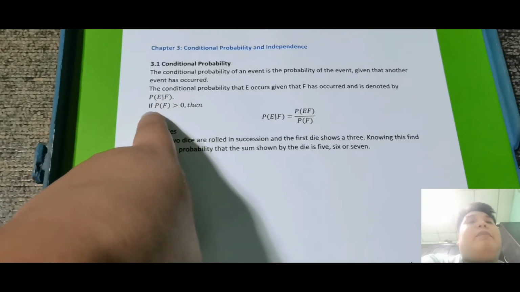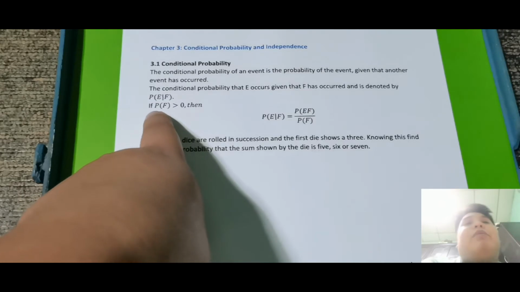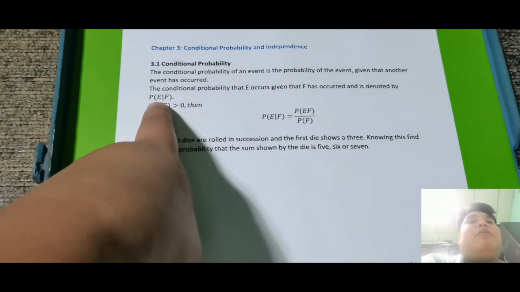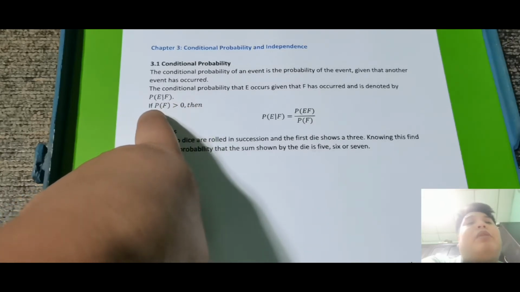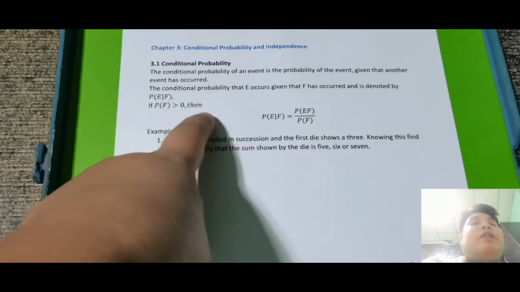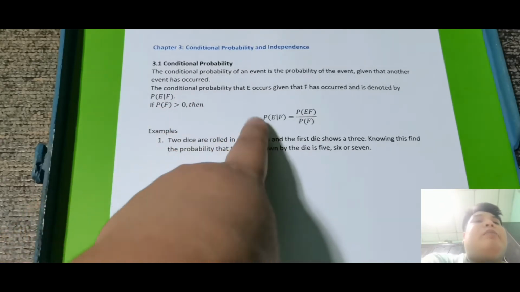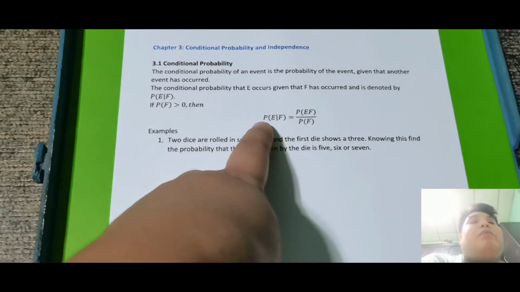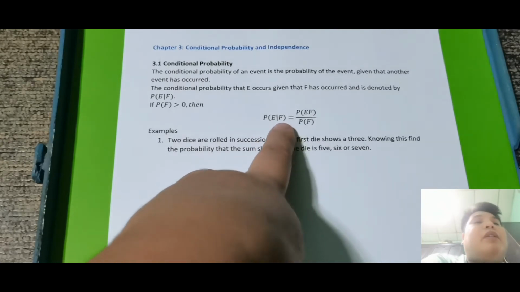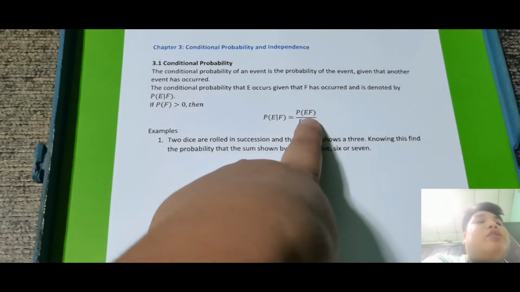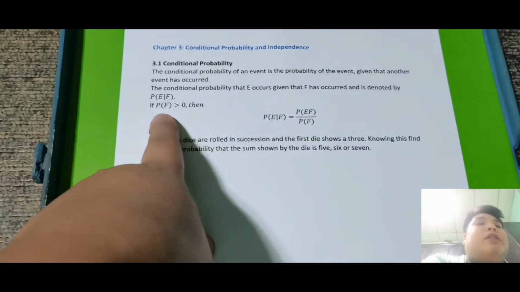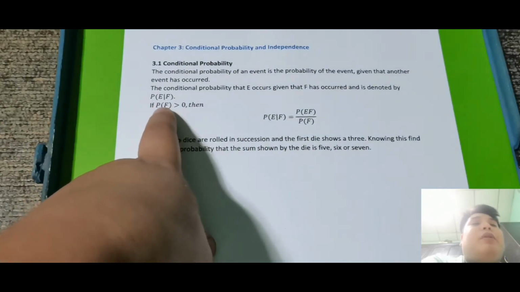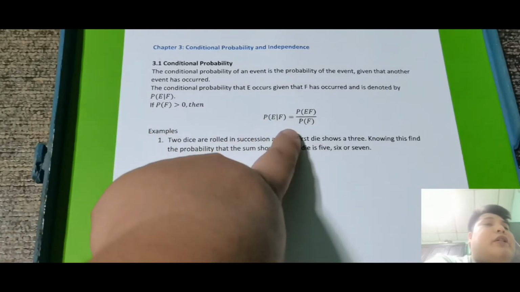Okay, so ito yung kanyang definition: if probability of F is greater than 0, tandaan mo yung formula. The conditional probability of E given that F has occurred is equal to the probability of the intersection of E and F over the probability of F. So ayun yung kanyang ibig sabihin. Bakit ba sinet na dapat yung probability ng F is greater than 0? Kasi nga based sa formula.